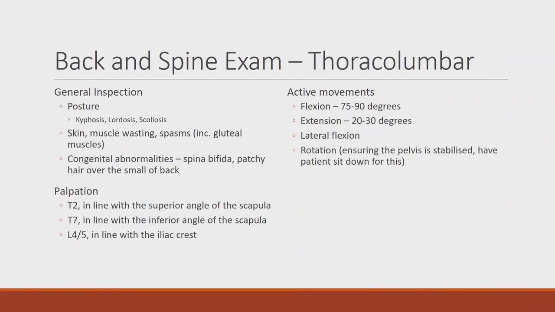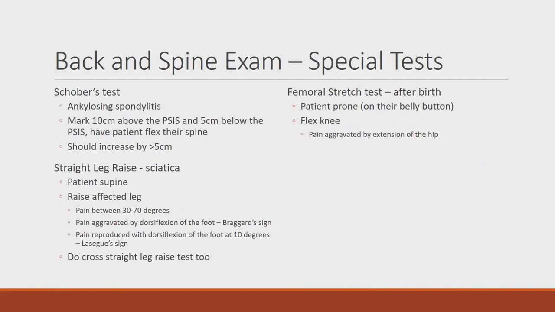Yeah. Special tests. So remember we talked about Schober's test. So that's for your ankylosing spondylitis, where you mark out your points, go 10 centimeters above, 5 centimeters below, and get them to flex forward as far as they can. Don't stand behind the patient when you're doing this, because that's a bit weird. Stand to the side of them. And in a normal person, that 15 centimeter distance should increase by greater than 5 centimeters. If it doesn't, obviously their lumbar vertebrae are a bit fused together, so that distance isn't increasing as much as it should.